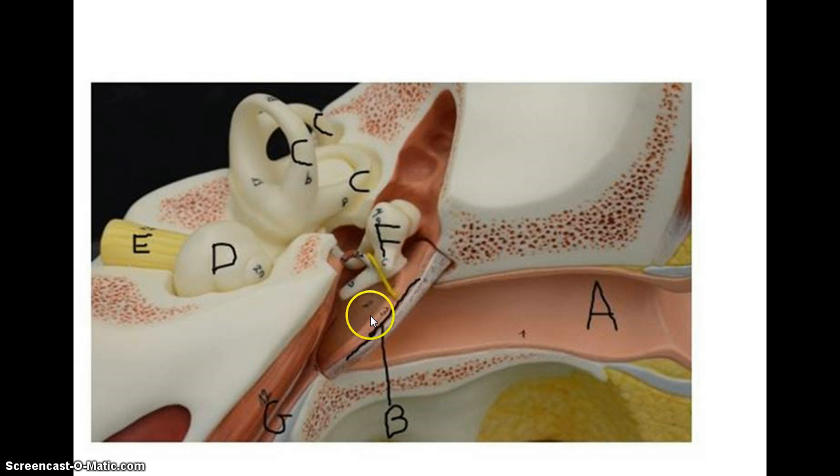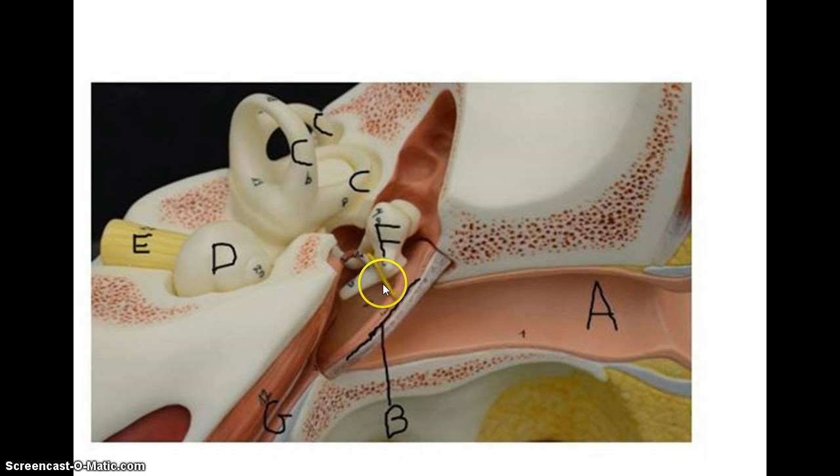Here's the tympanic membrane, and what it's going to do, it's going to convert sound waves to mechanical movements, and it's also going to amplify those sound waves. Here you have the auditory ossicles. You do not need to know the three by name. I will not point to the individual three, but you do need to know the names of all three.